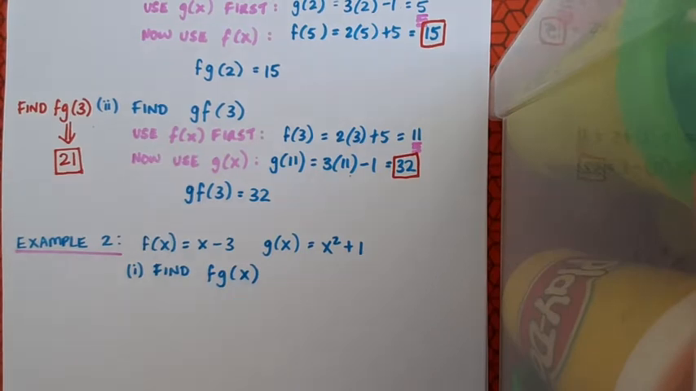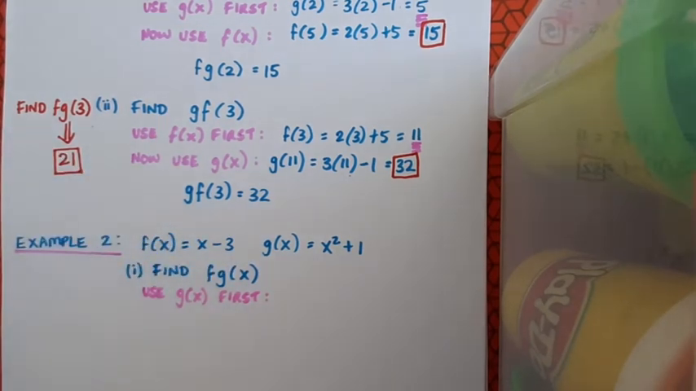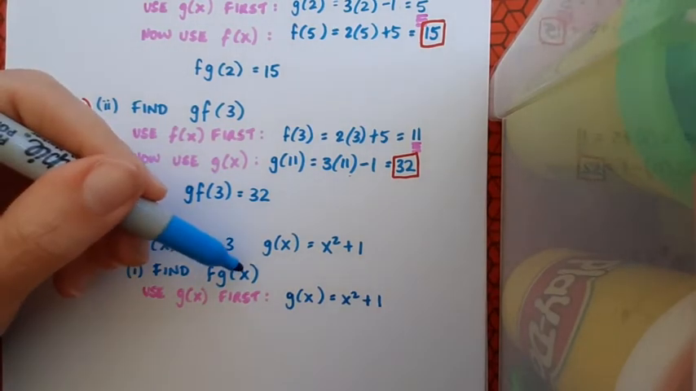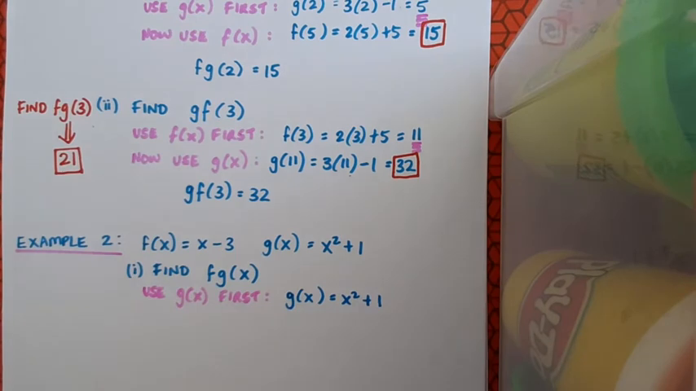We'll take a similar approach though to before. Again, g is closest to the input, which is x in this case. I'll use g of x first. Since I'm sticking with x as the input, g of x is just going to be written down as x squared plus 1. In this case, I take x squared plus 1 to be the output.